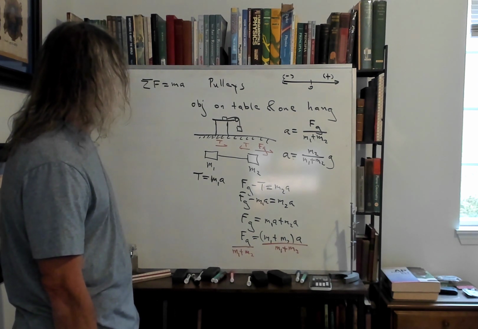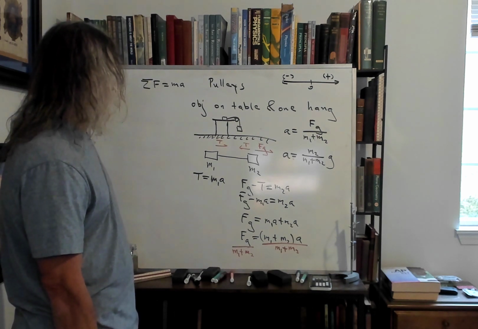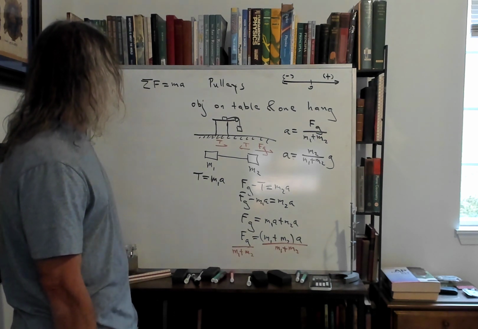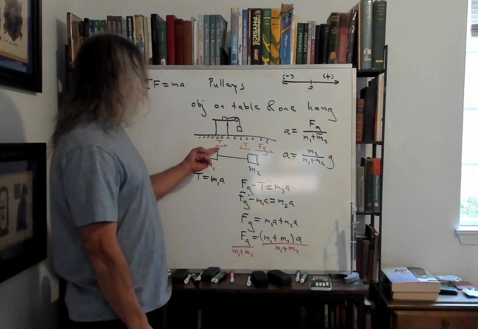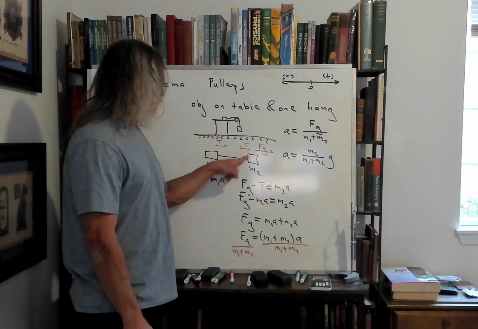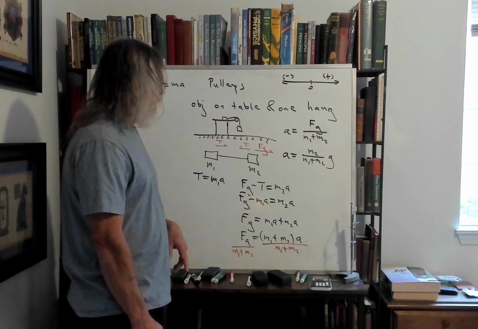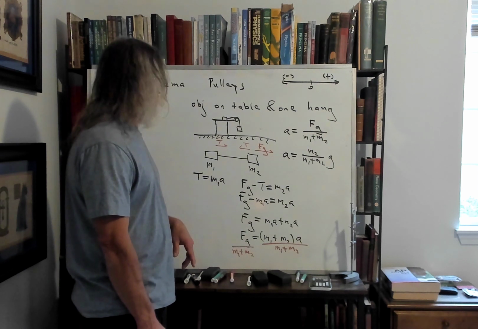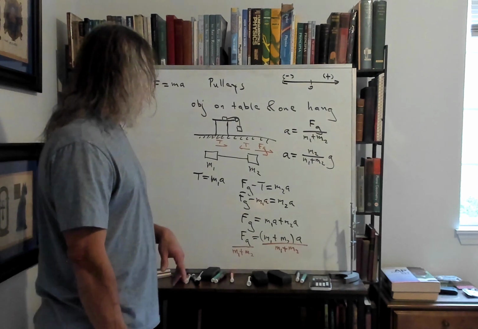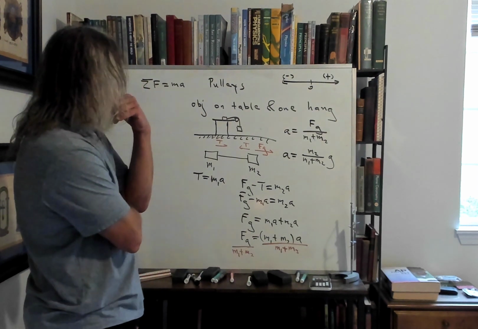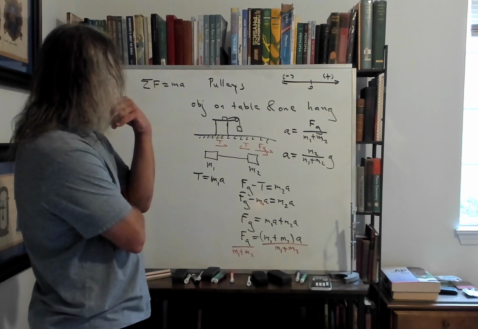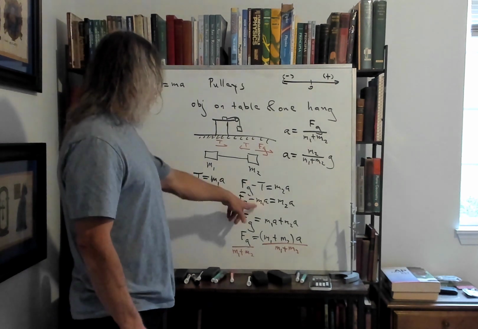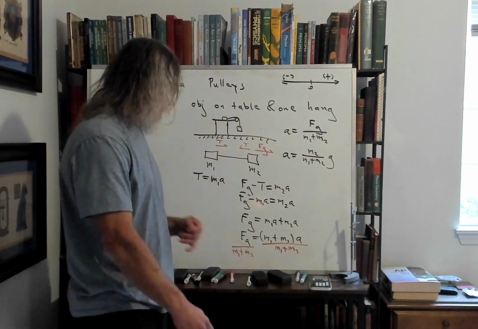Then we got to know if it's going left or right. So we got T to the right, tension's pulling this way, F sub G that way, and M1, M2. Notice for one thing, okay, we'll go with that later. Look at that. Acceleration, put it in, add it to both sides, factor out, divide.